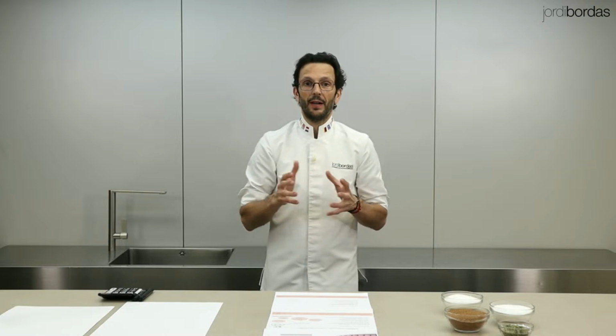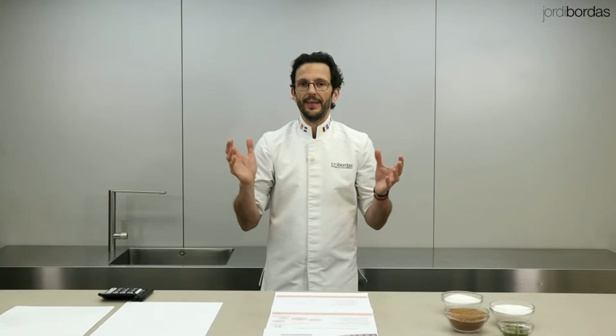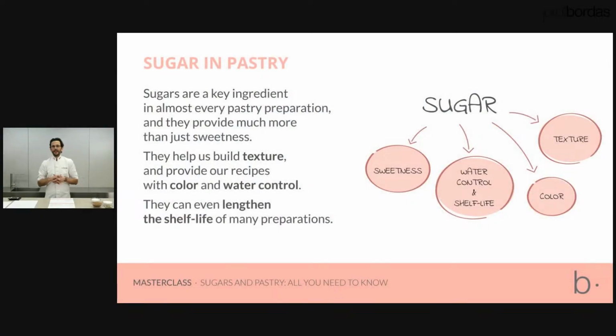Then sugar is also a preservative. We've been using sugar as a preservative throughout the history of pastry because it has the capacity to preserve the product and keep bacteria under control, so they don't grow too fast. That means sugar also works on the shelf life of the products. Then sugar, as we already know, participates in caramelization, because when we have sugar and a cooking process, we are going to have caramelization, and this gives us color.